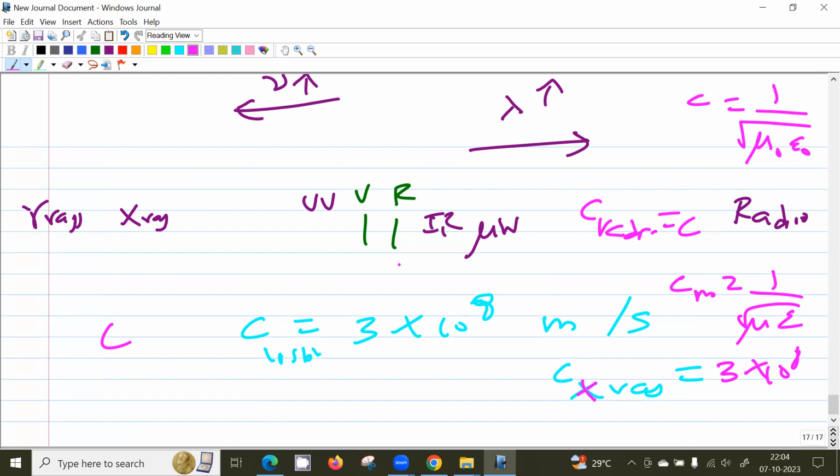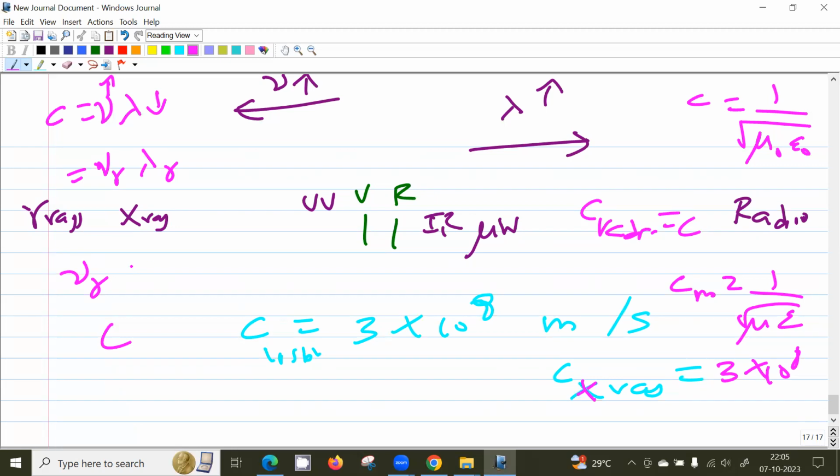Since C is the same for everything, C is nu times lambda. So if nu is increasing, lambda has to decrease, so the product is the same. For gamma rays, nu is more, so lambda for gamma rays should be less. So the product is always C. Got it?